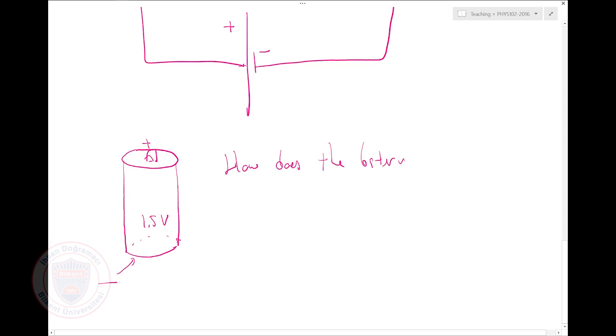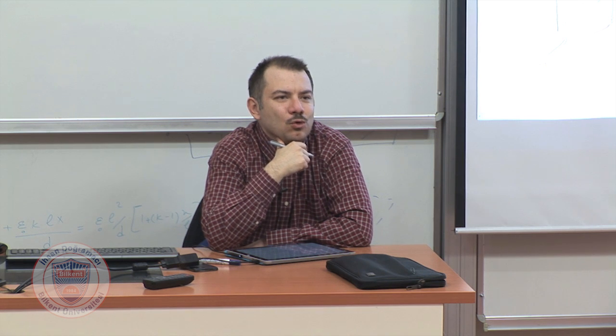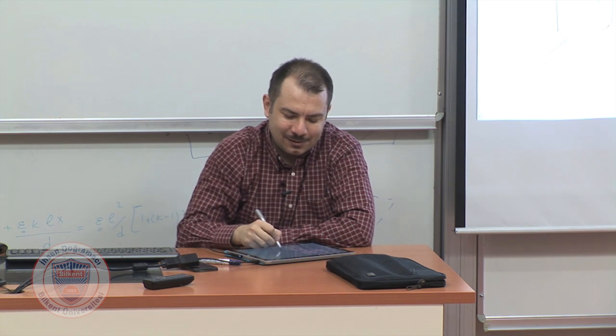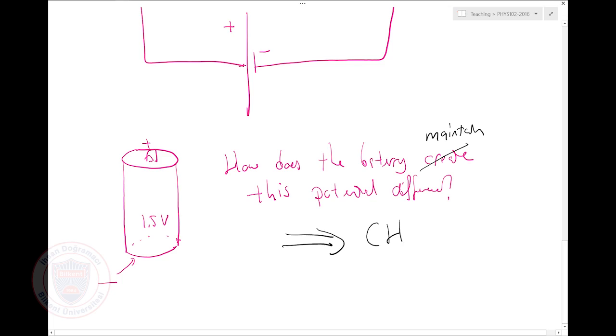Okay, so how does the battery create this potential difference? More importantly, once it actually creates the potential difference, how does it maintain that difference? And what's going on inside this small cylinder that gives me almost always 1.5 volts of difference between the terminals? That's right, that is magic, also known as chemistry.